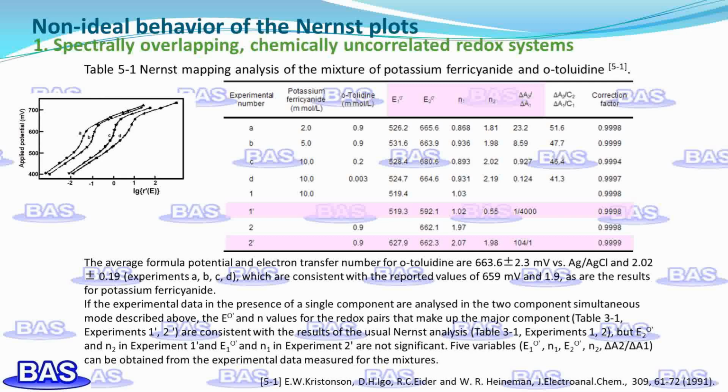Finally, if the experimental data in the presence of a single component are analyzed in the two-component simultaneous mode described above, the E0' and N values for the redox pairs that make up the major component, shown in experiments 1' and 2', are consistent with the results of the usual Nernst analysis, shown in experiments 1 and 2, but E20' and N2 in experiment 1', and E10' and N1 in experiment 2', are not significant. Five variables, E10', N1, E20', N2 and delta A2 per delta A1, can be obtained from the experimental data measured for the mixtures.